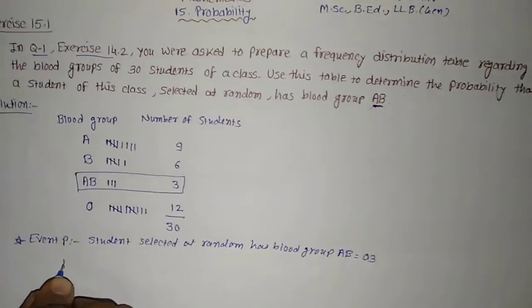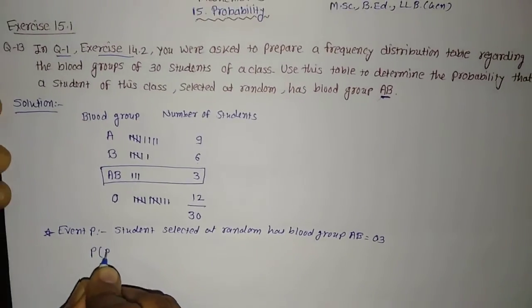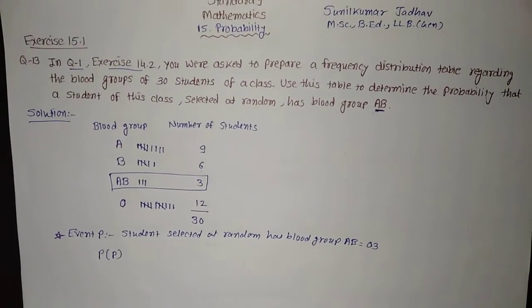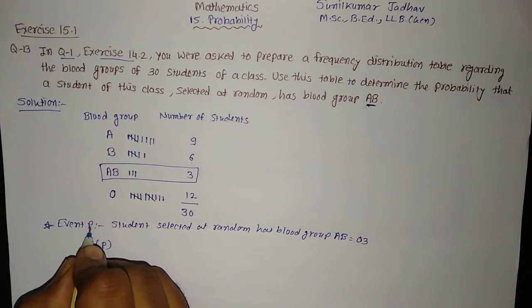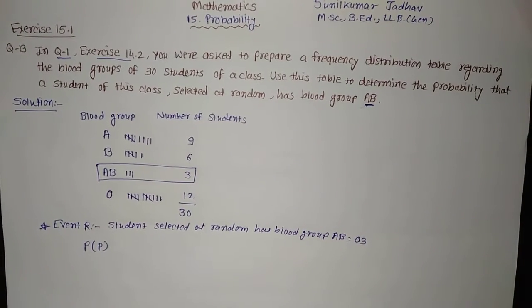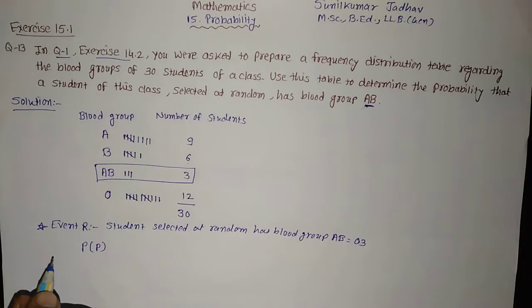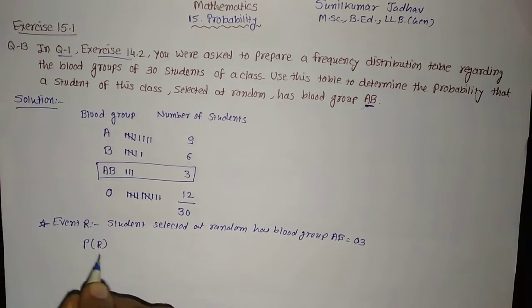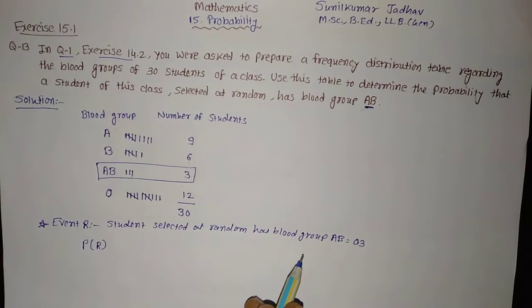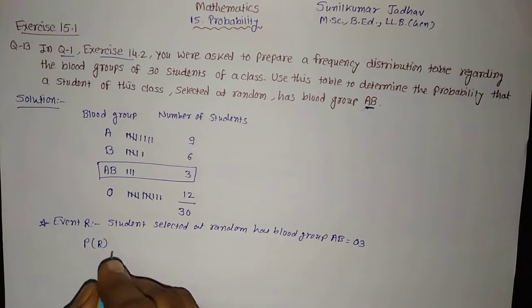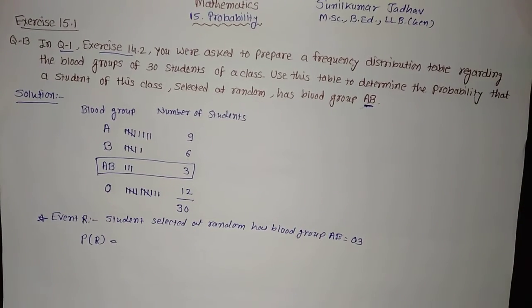I will write the probability of event P. Here don't get confused with the P in the probability notation, so instead of this P I will write R, otherwise we will get confused. What is this? Probability of event R is that a student selected at random has the blood group AB. This is what the question has asked.